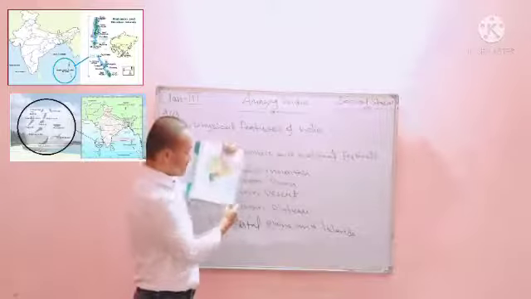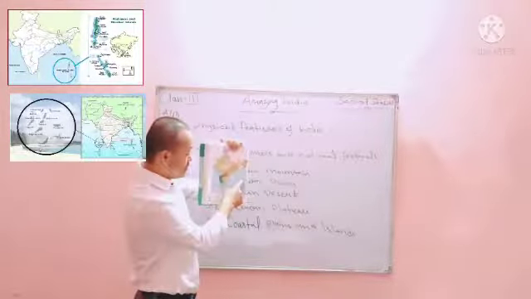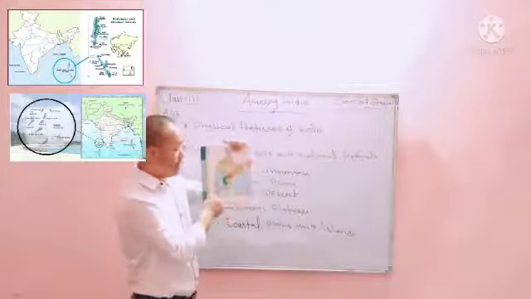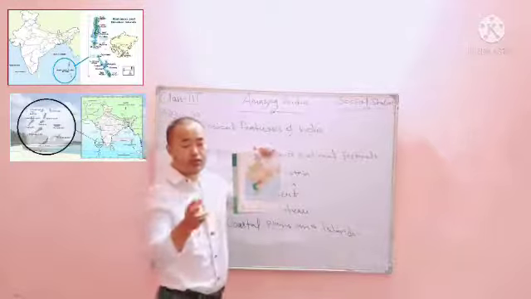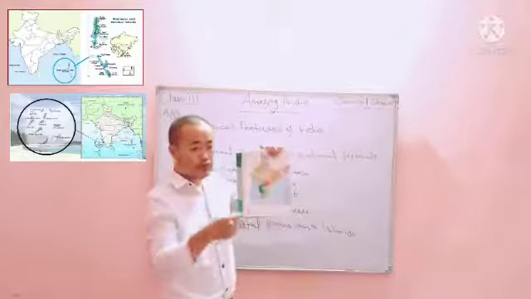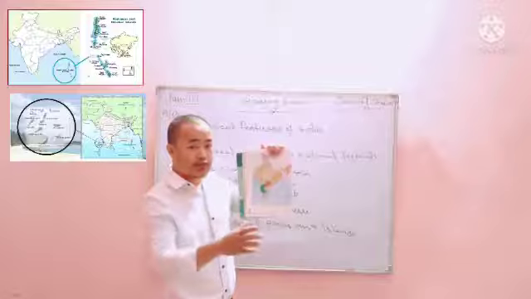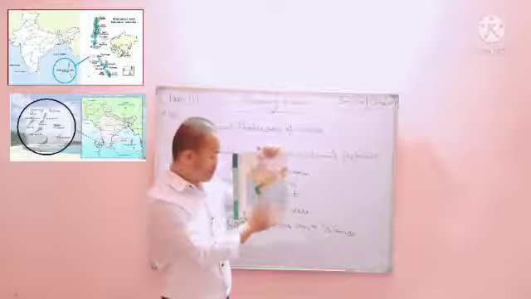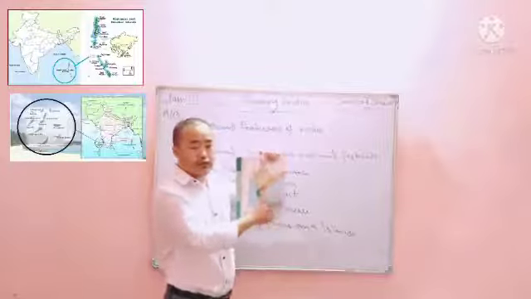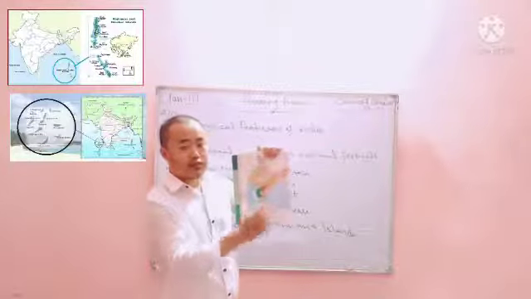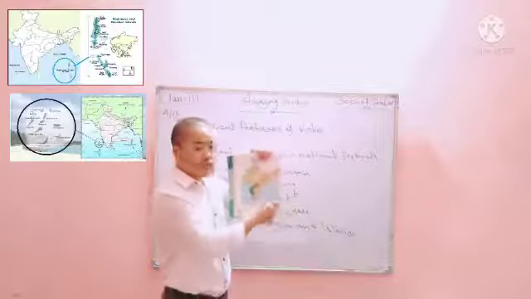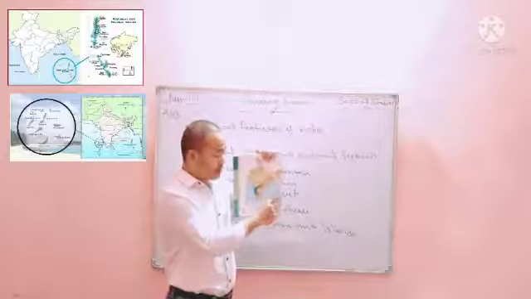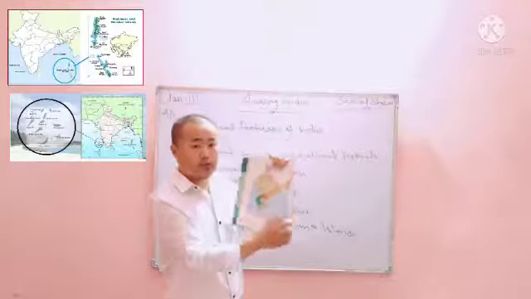Right now we are talking about islands. There are two groups of islands in India: the Andaman and Nicobar Islands and the Lakshadweep Islands. An island is a piece of land surrounded by water on all sides, but a peninsula is a piece of land surrounded by water on three sides. As you can see in this map, the blue color indicates water, so the islands are surrounded by water on all sides.